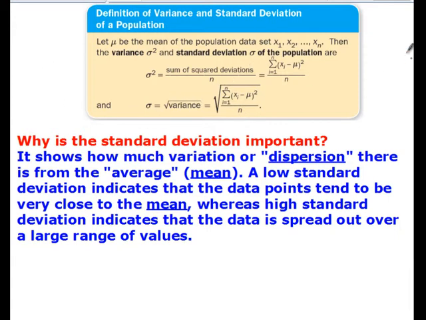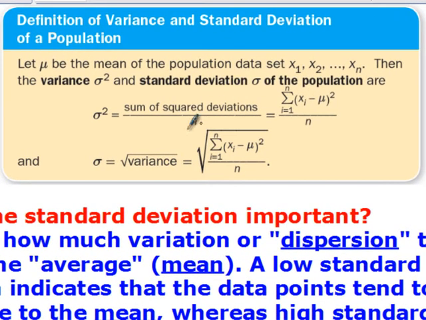Once you have variance, it's really easy to find standard deviation. And so here are our equations to help us. Sigma squared, the variance, is equal to the sum of the squared deviations, or the sum from i equals 1 to n of x sub i minus mu, all squared each time, all over n, and then the standard deviation is the square root of all that.